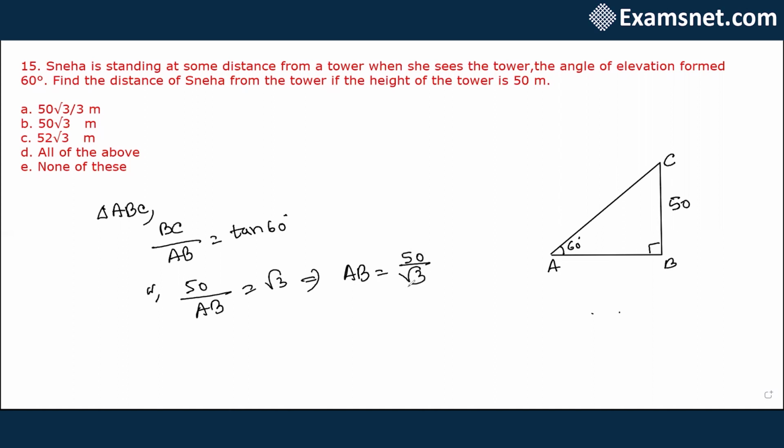Since root 3 is an irrational number and it's in the denominator, we have to do the rationalization. So we will multiply another root 3 with the denominator and the numerator both. So root 3 multiplied by root 3 becomes 3. So here the answer is 50 root 3 by 3 meter. That's the length of AB, means that's the distance of Sneha from the tower. So here option A is the correct answer.